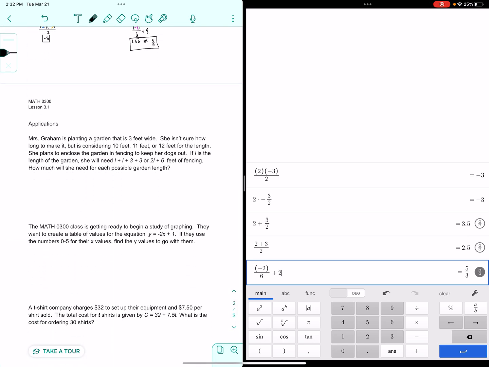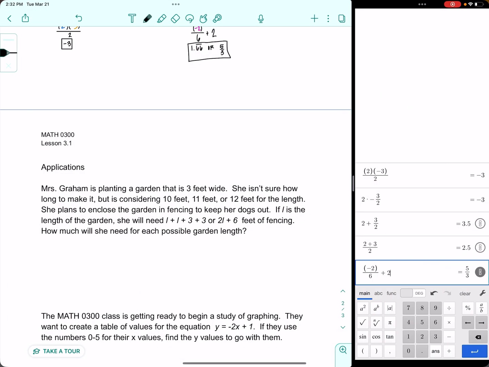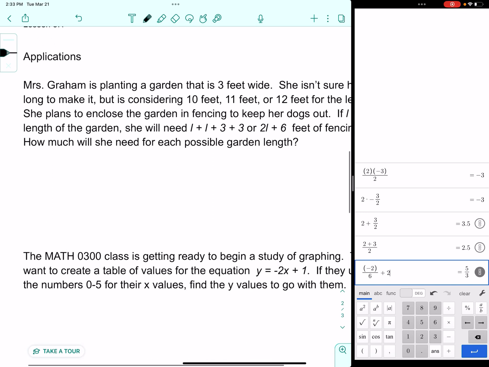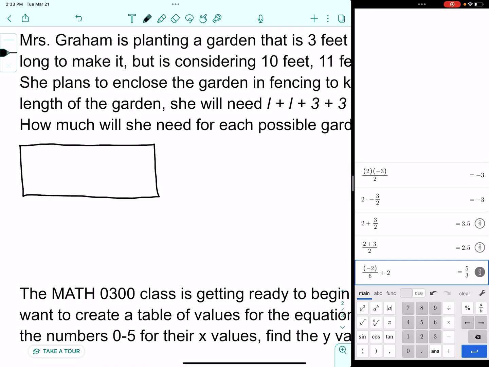Now let's go write some of our own expressions. Ms. Graham is planning a garden that is 3 feet wide. She isn't sure how long she's going to make it, but is considering 10 feet, 11 feet, or 12 feet for the length. We've got a length and a width. So that tells me that I'm going to be building a rectangular garden.